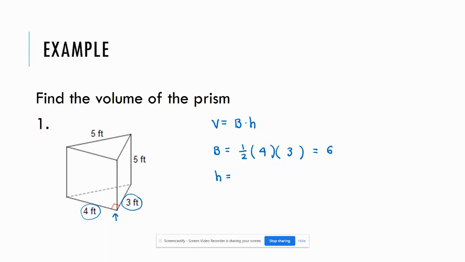If I want the height of the prism, what's connecting those two triangles together? That would be this distance right here. They're giving that to us as a length of 5 feet. So all I have to do to find the volume is take 6 times 5. So we get 30. And once again, our units were feet. And anytime we find volume, we are cubing our units. So 30 feet cubed would be the volume.